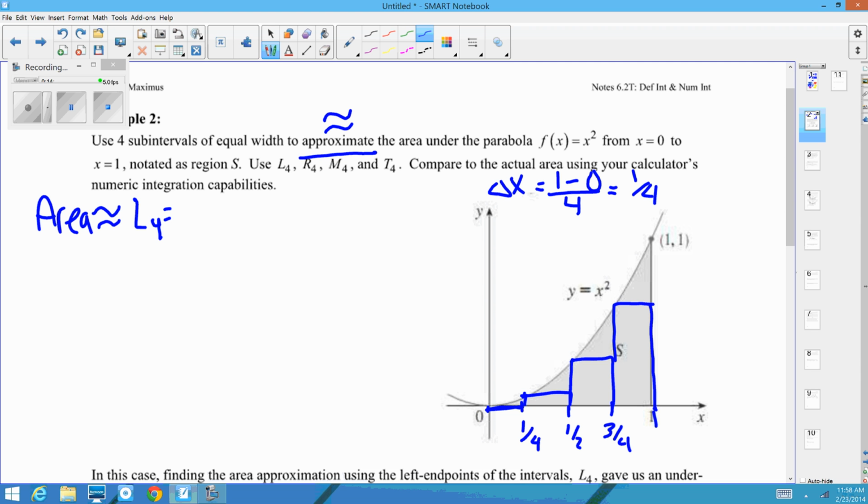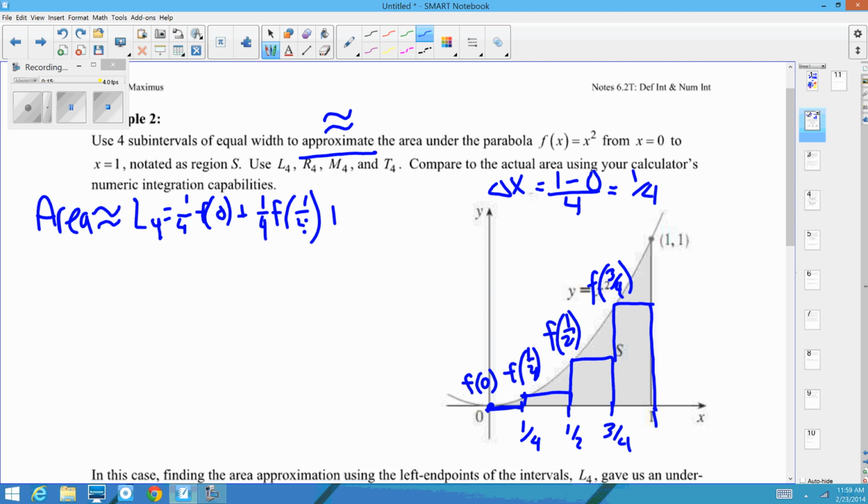So let's see, if we're going to approximate, that would be 1/4 times f of 0. Okay, if we want the height, that's f of 0. This will be f of 1/4. Okay, this will be f of 1/2. This will be f of 3/4. Okay, that's where I'm coming from. I'm just writing down the areas. 1/4 times f of 1/4 plus 1/4 times f of 1/2 plus 1/4 times f of 3/4. Okay, this is just writing out the area.